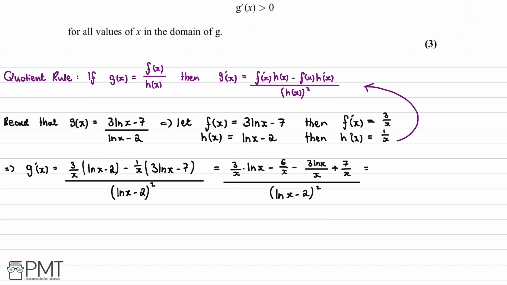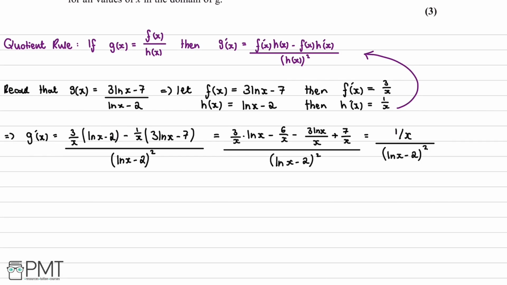We can see that we have 3 ln x over x and negative 3 ln x over x, so they cancel out. And then we have 7 over x minus 6 over x, as you can see here and here. So that leaves us with 1 over x. So therefore we have 1 over x, and then our denominator stays the same. It's ln x minus 2, and we square that.